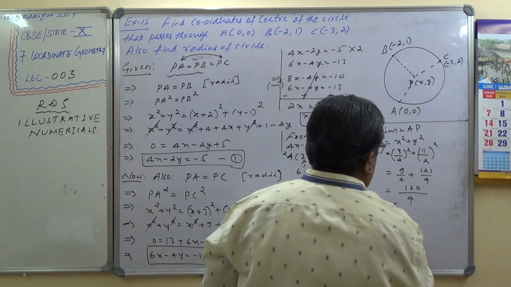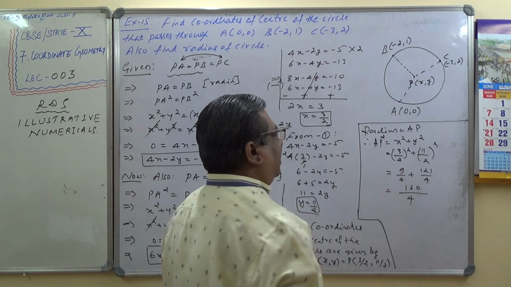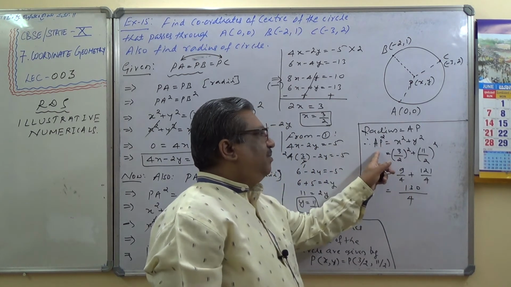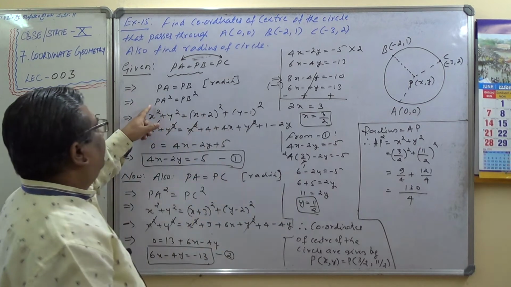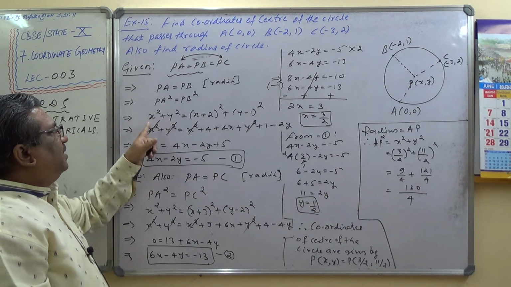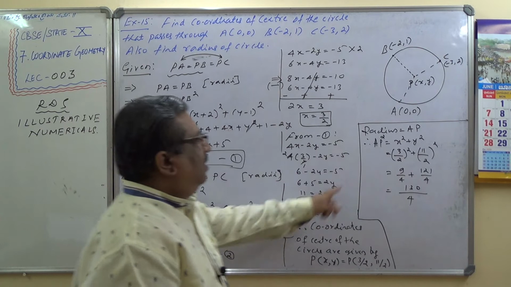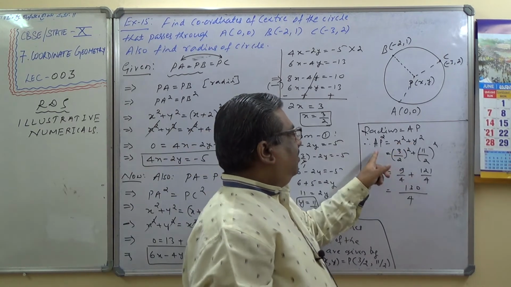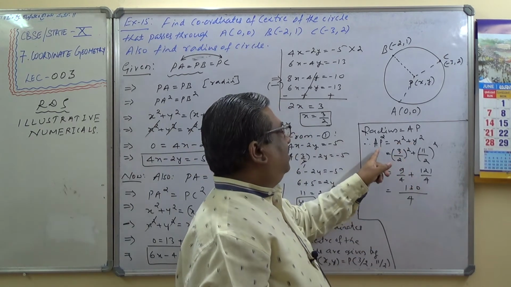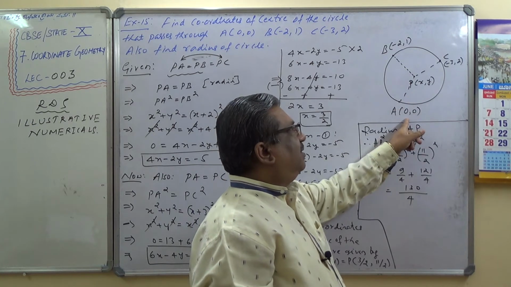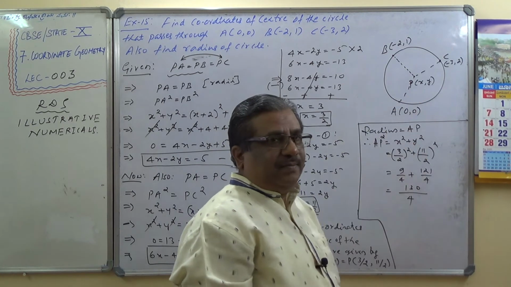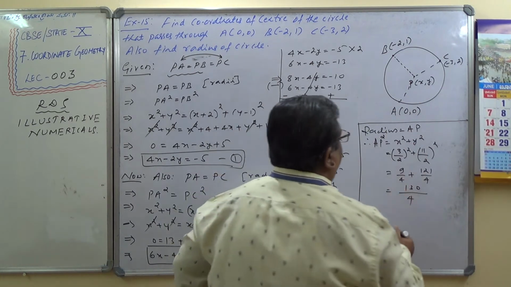So AP square is equal to... you understood, I made a mistake here, not AP square. See here, PA square is nothing but AP square, which is x square plus y square. Did you understand how we got this? AP square is x minus 0 the whole square, which is x square, plus y minus 0 the whole square, which is y square. Okay, 130 by 4.